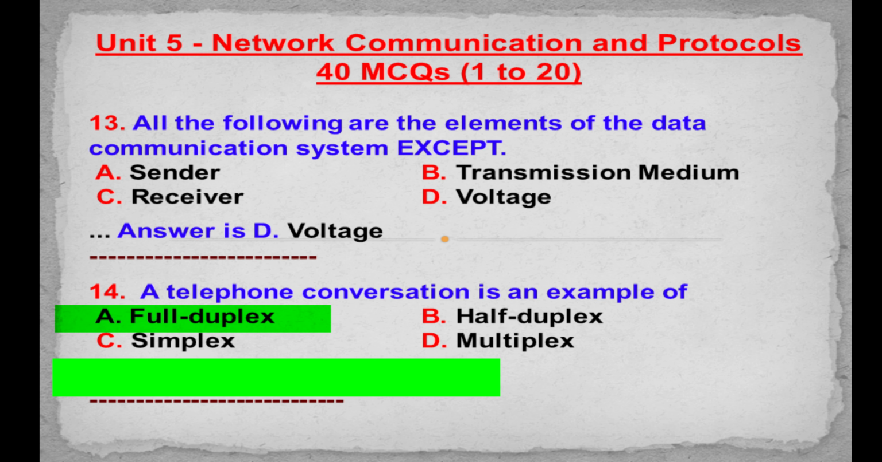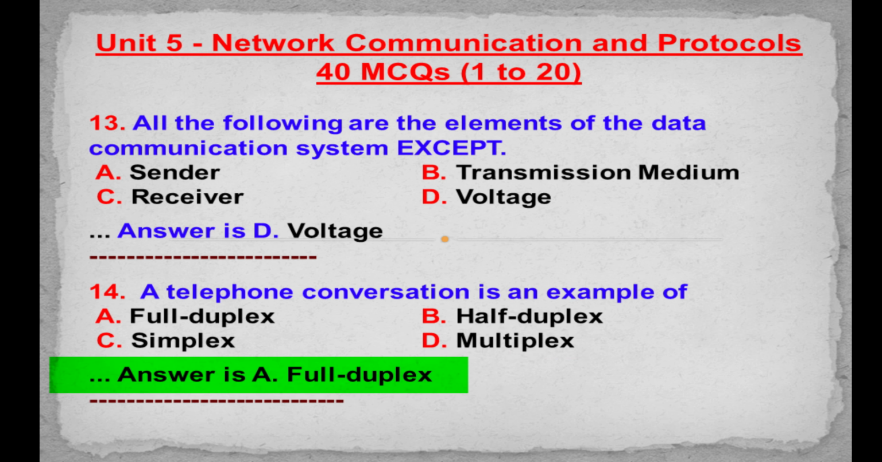MCQs number 14. A telephone conversation is an example of. Option A, full duplex. Option B, half duplex. Option C, simplex. Option D, multiplex. Correct answer is option A, full duplex.